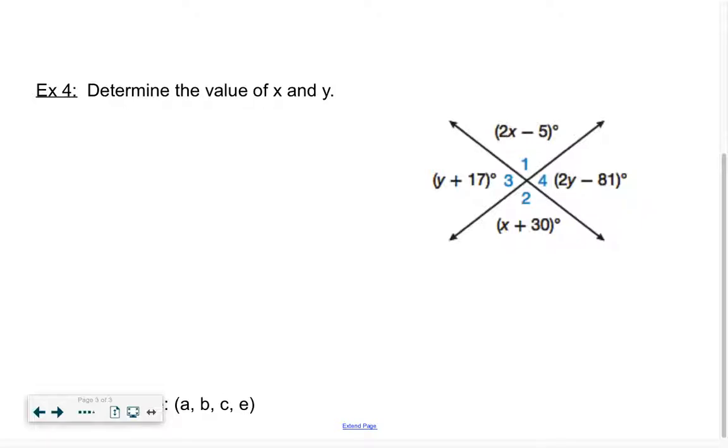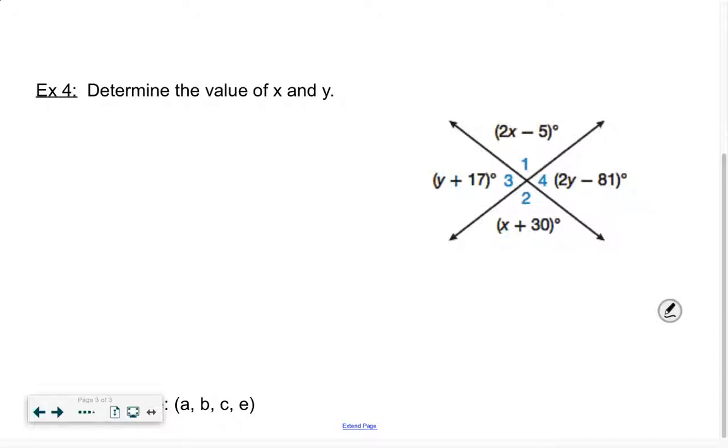So let's go ahead and take a look at example 4. Again, being Saxon, it's not just going to be straightforward. They're not just giving you the angle measures anymore, like 70 or 120, but instead we have to deal with these expressions. They want us to determine the values of x and y. We'll start with these two angles, 1 and 2. What do we know is true about them? Equal. Therefore, what do we want to do with those expressions? Set them equal to each other.